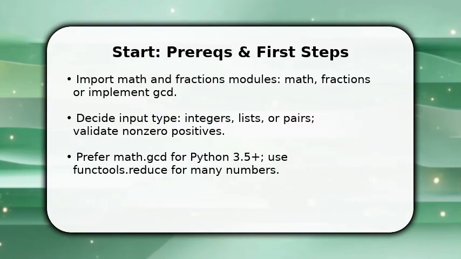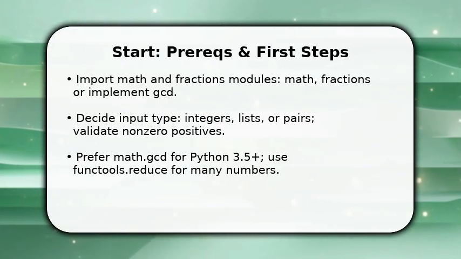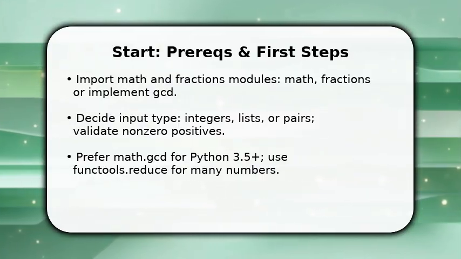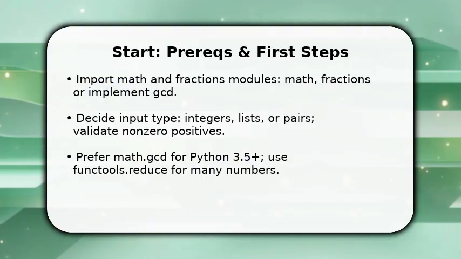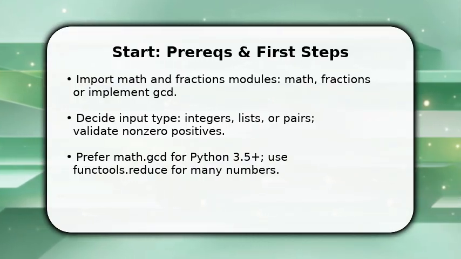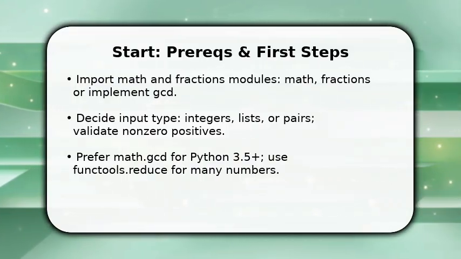Next, compute the pairwise GCD using math.gcd, it's fast and reliable. Once done, reduce across a list with functools.reduce to get the HCF of many numbers. Make sure to handle single-value lists and zero values explicitly, so the rest of the steps are predictable and robust.